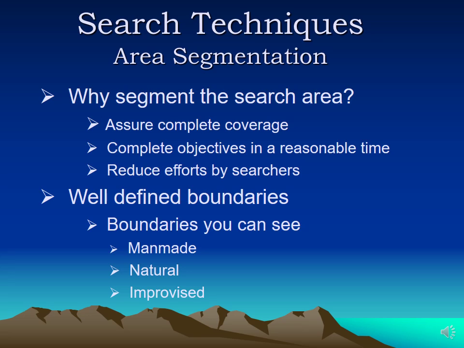These boundaries may be man-made, such as roads, canals, fences, power lines. They could be natural, like rivers, streams, steep cliffs, canyons, or improvised, using flagging tape or other temporary boundaries.